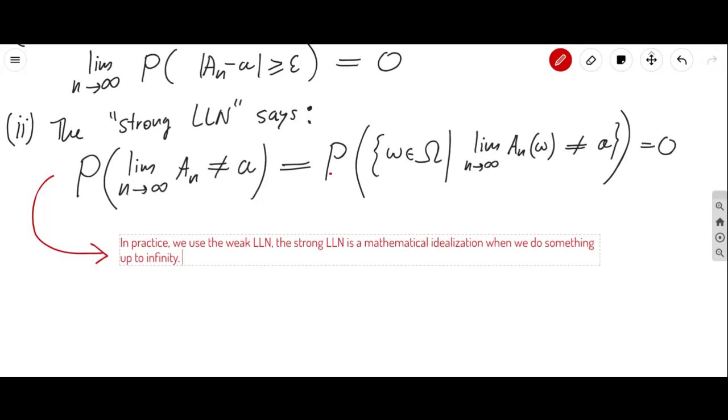Like in real life, you do not have an infinite collection of heads and tails. So in real life, this is not something you can really verify, because anytime you have a collection of random variables, it's always going to be a finite collection. So this is sort of like a mathematical idealization.